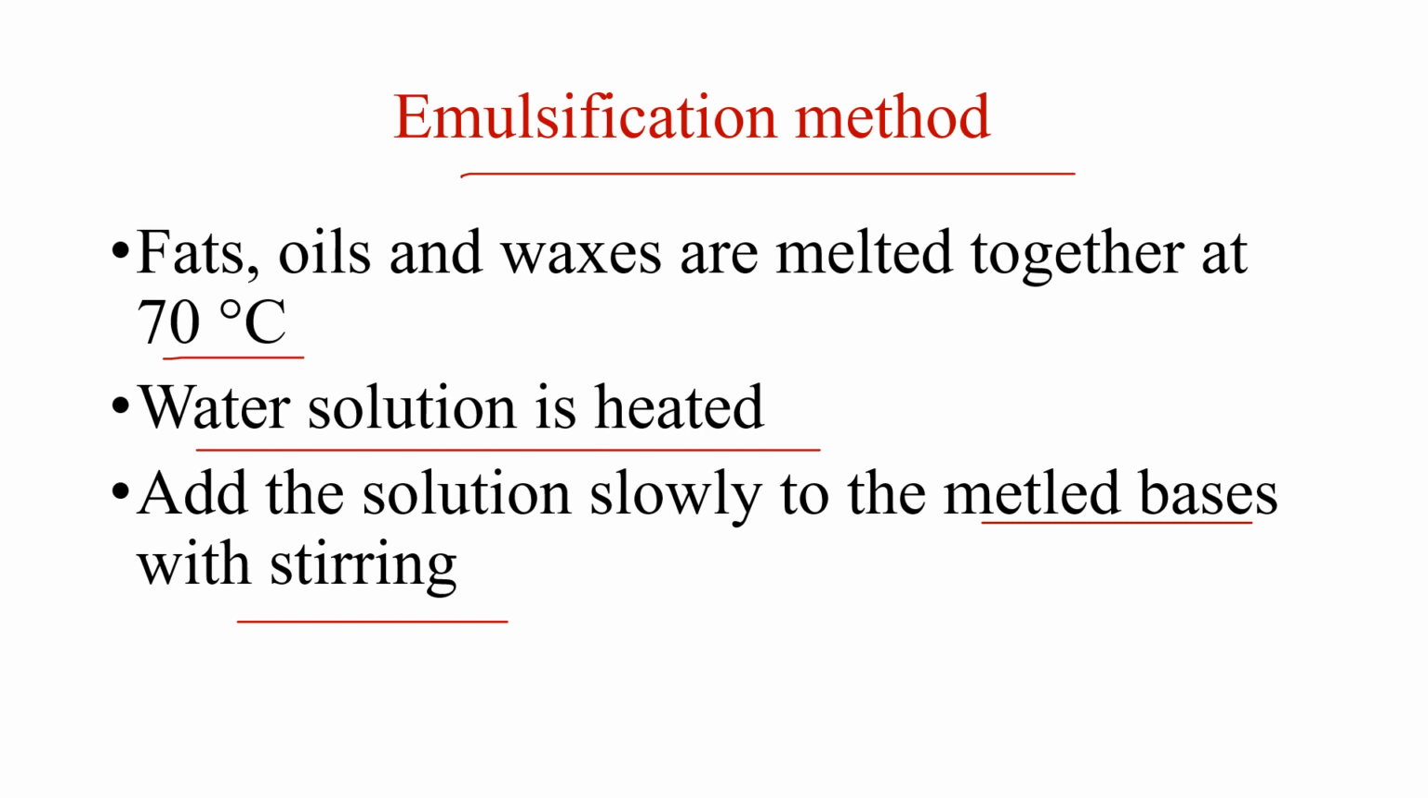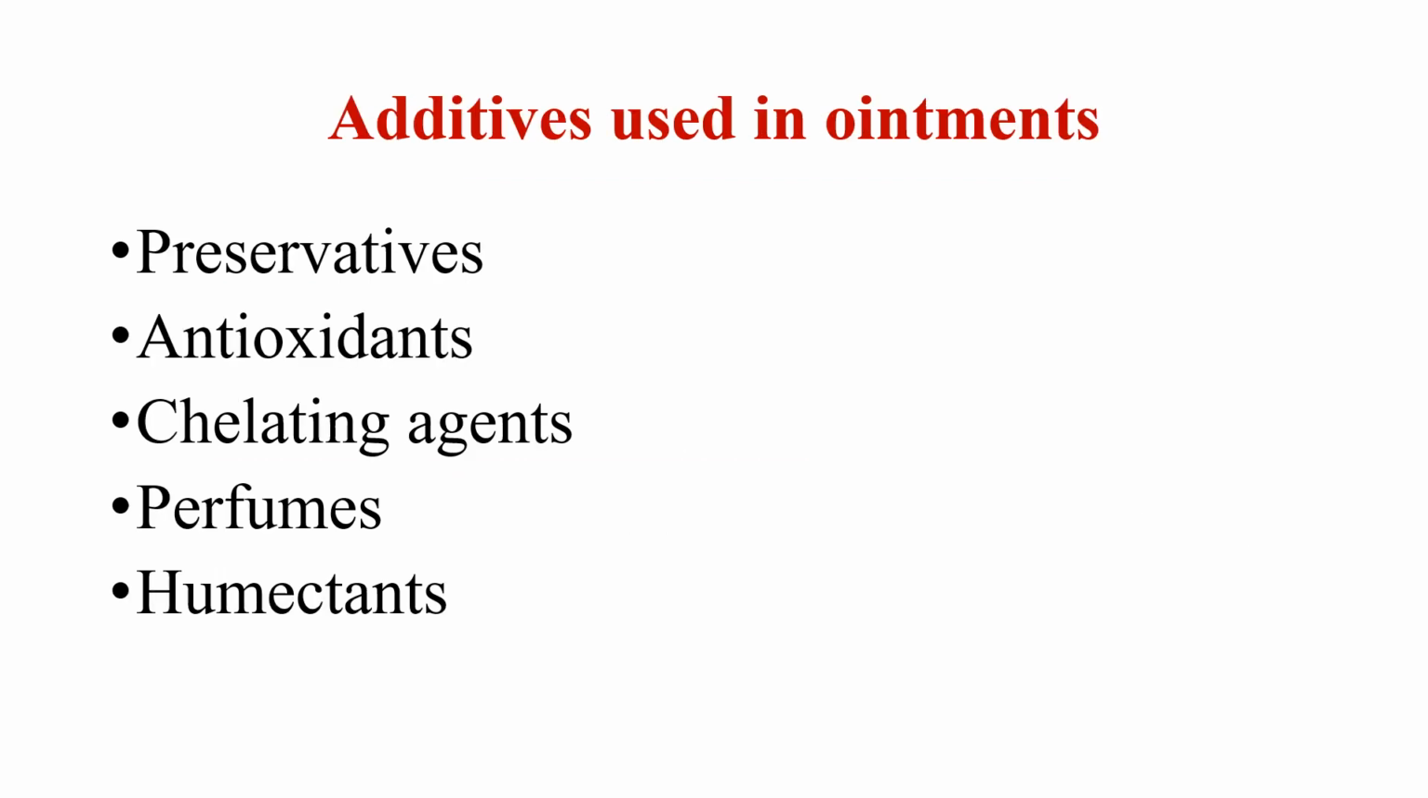That means you are going to prepare a certain type of emulsion itself, which is used for your ointment. Take all your fats, oils and waxes, heat at 70 degrees. Simultaneously heat the water in another beaker and add the water solution slowly to the melted bases with stirring, and cool the prepared ointment. Now, apart from these things, what are the additives we are going to add in the ointments?